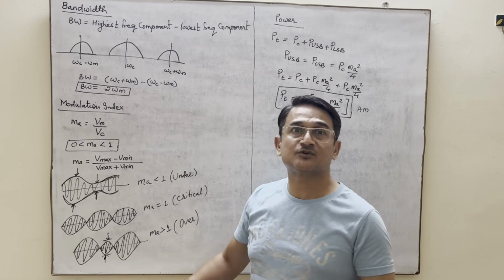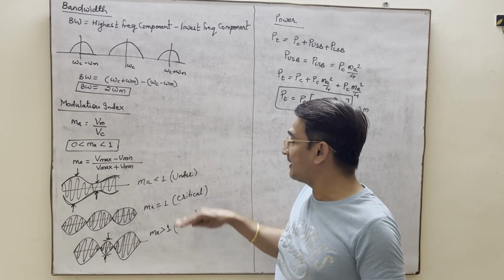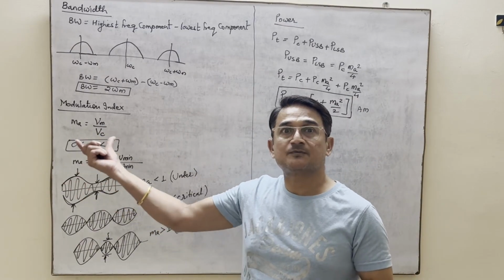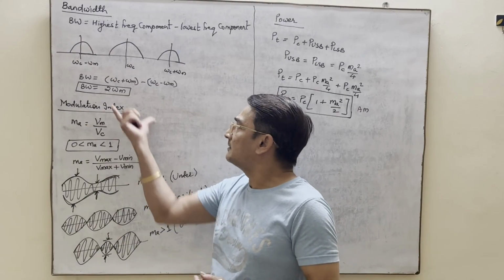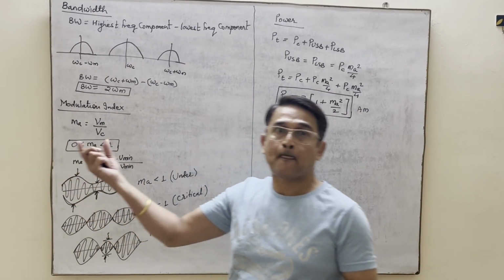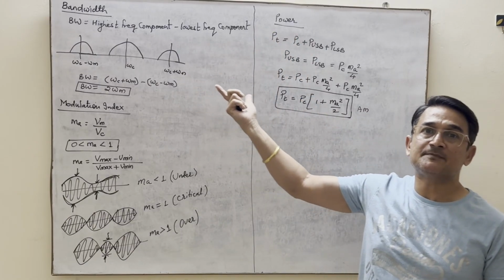So these are the three types of modulation on the basis of their modulation index: under modulation, critical modulation and over modulation. So again, this is a topic which comes in the exam very often. What is modulation index in amplitude modulation? And the third topic is the power content in AM signal.